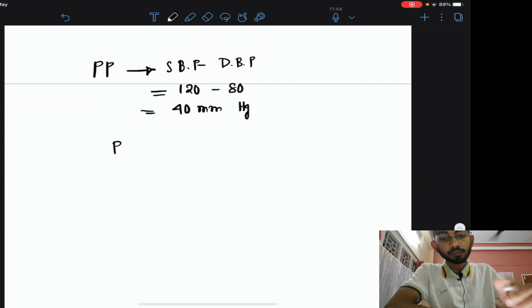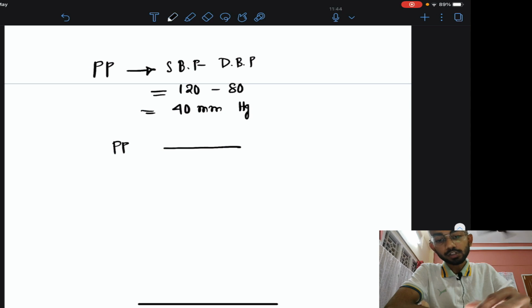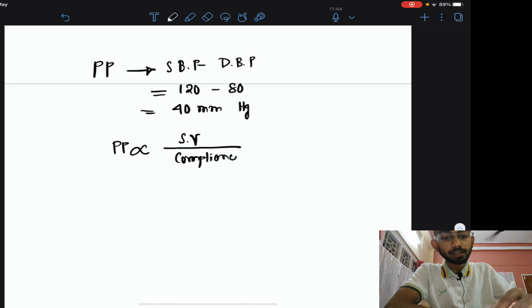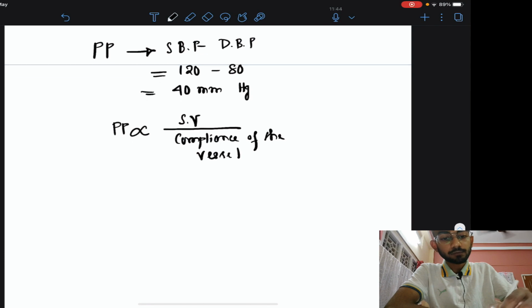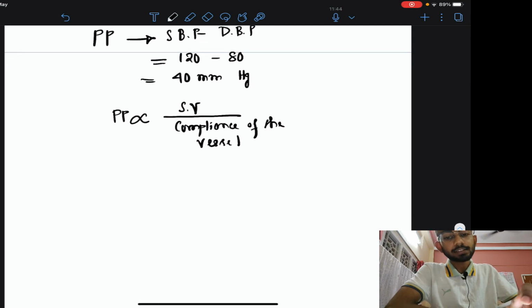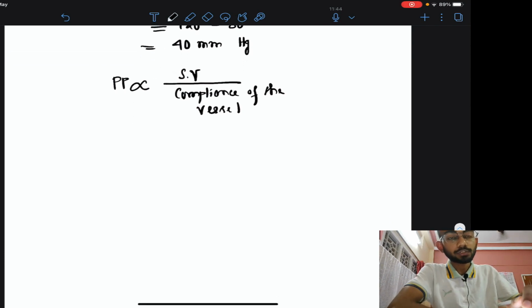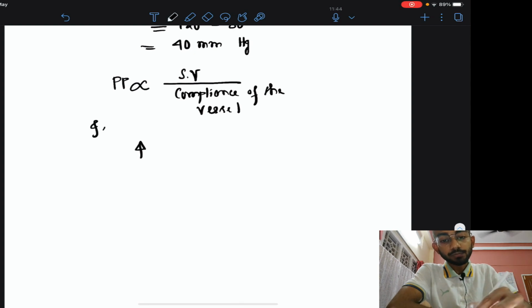Okay, so now pulse pressure can also be expressed differently. We can say that the pulse pressure is directly proportional to the stroke volume and it is inversely proportional to the compliance of the aorta, compliance of the vessel, or if we take the vessel as aorta, then it is inversely proportional to the compliance of the aorta.